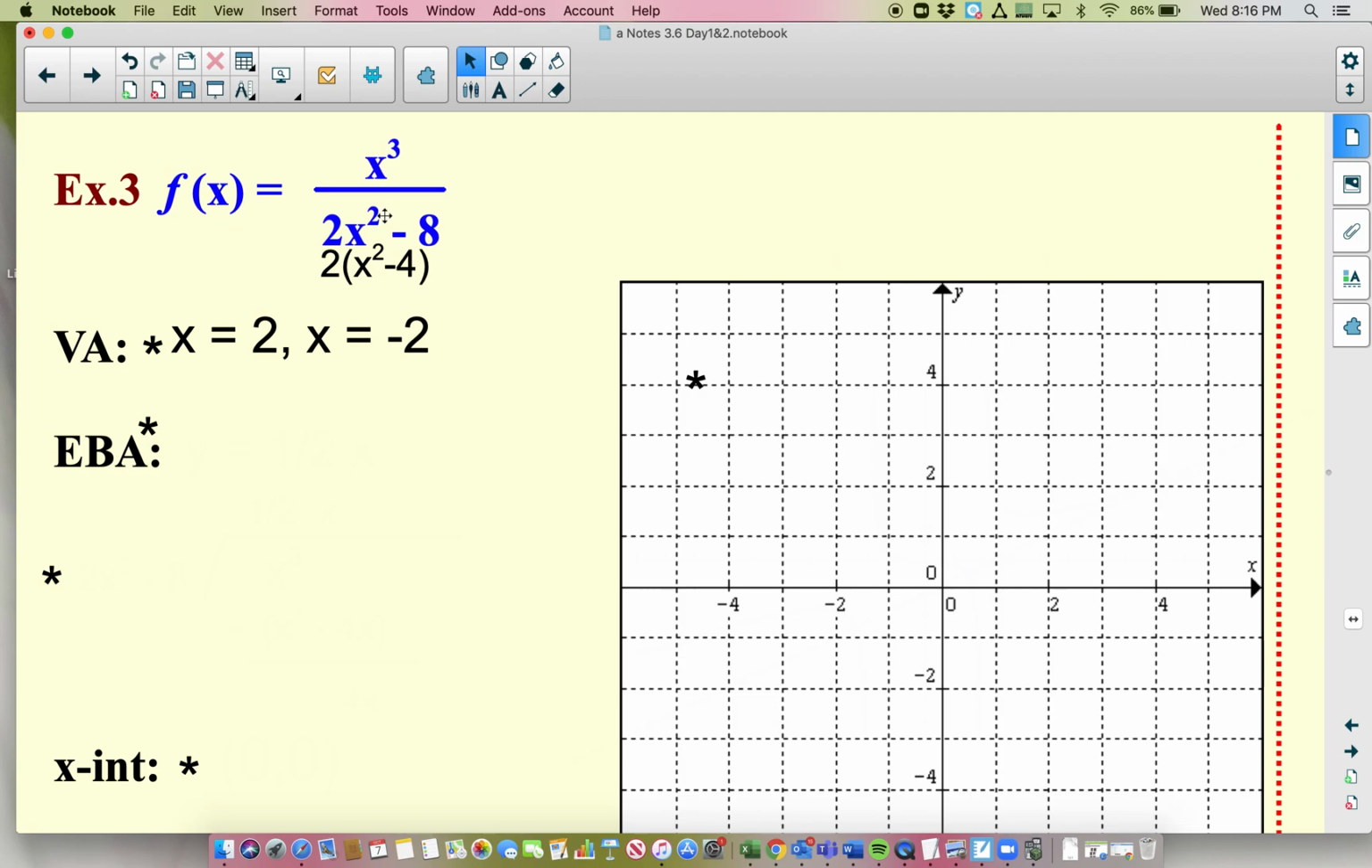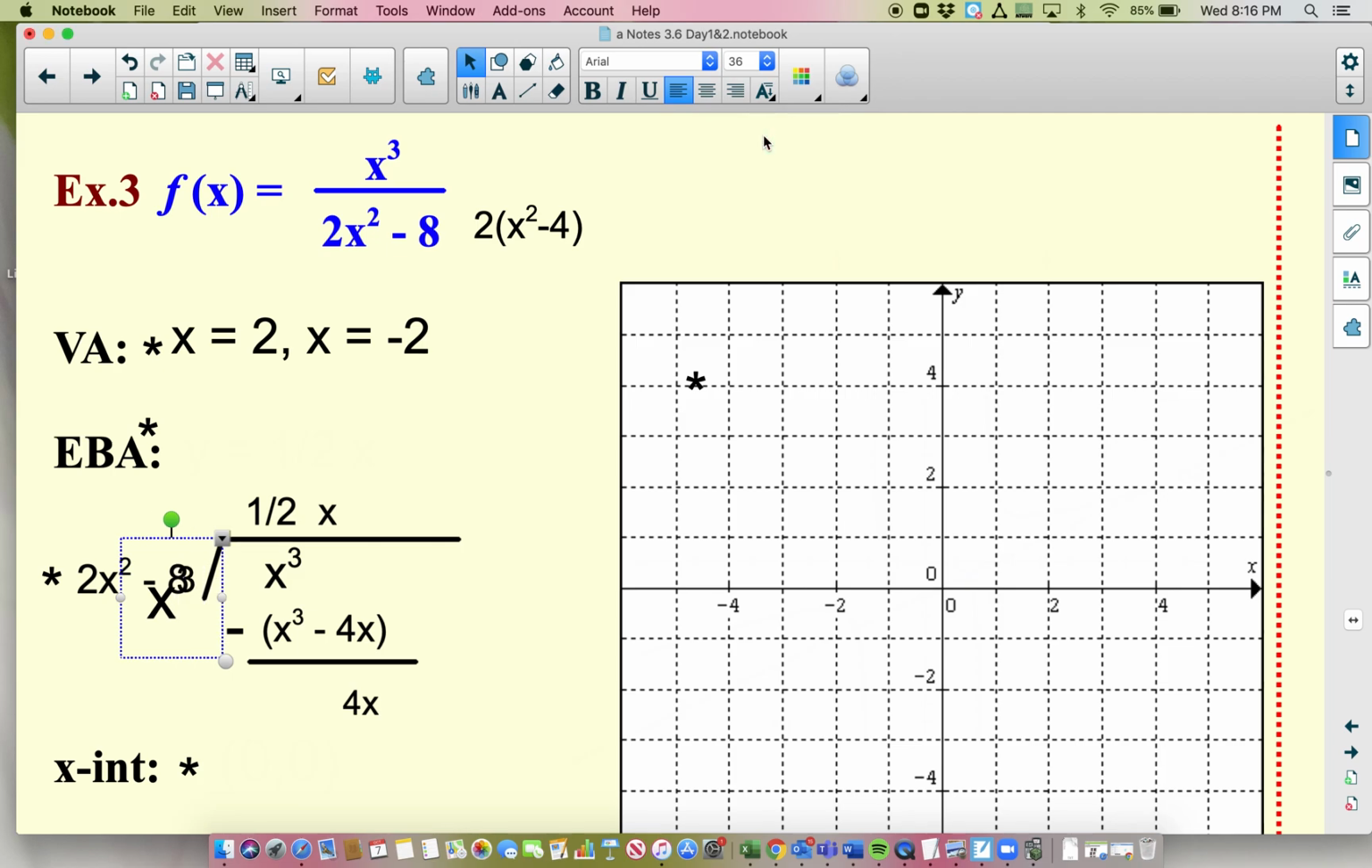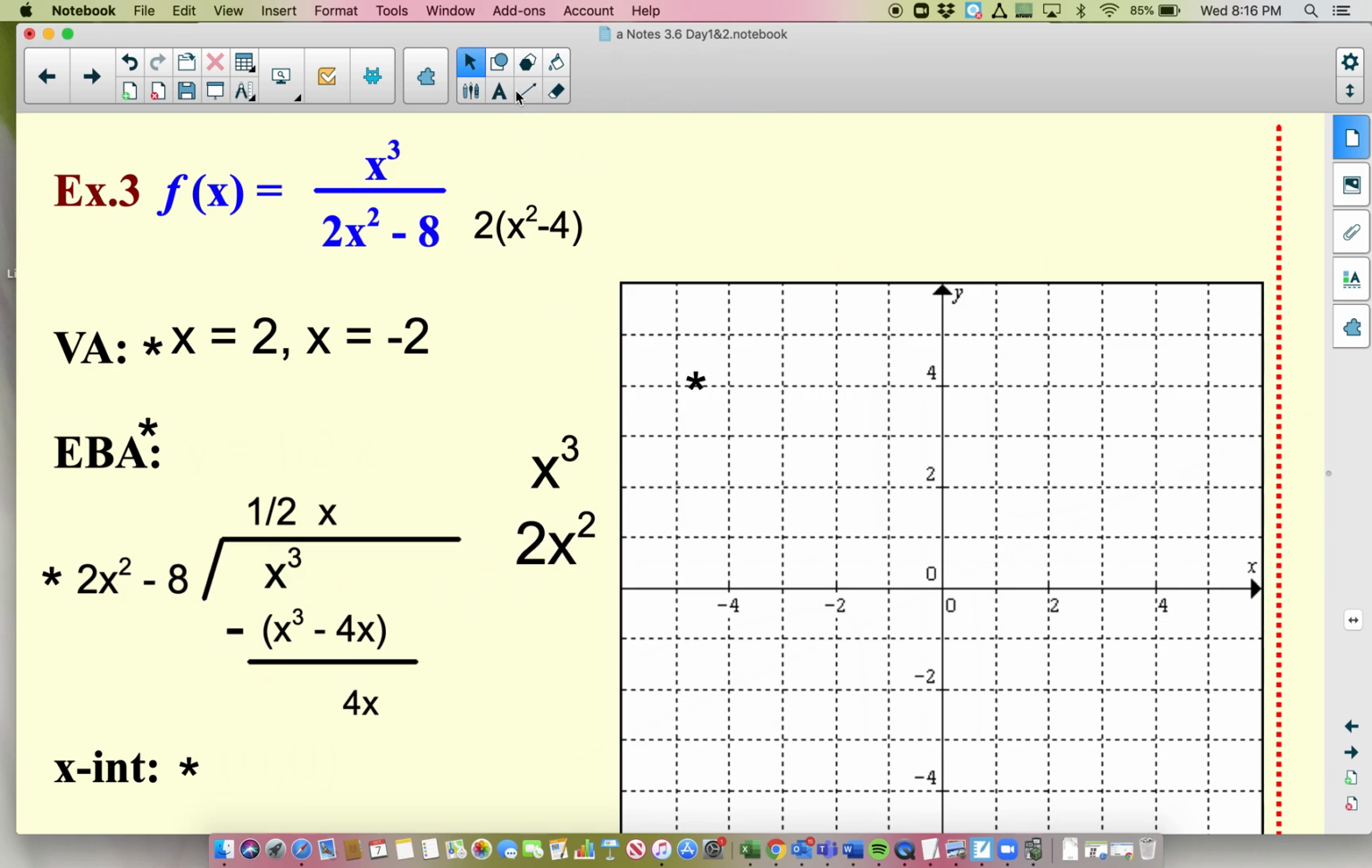And behavior. Okay, so I can't do synthetic because I'm dividing by a quadratic. So now you have no choice but to do long division. So I'm going to take x cubed divided by 2x squared minus 8. Okay, so when you divide 2x squared into x cubed, remember you're really thinking about x cubed and then you're dividing by 2x squared. That's your thought process, right? And I know it's not that hard, but I will see people mix that up often.